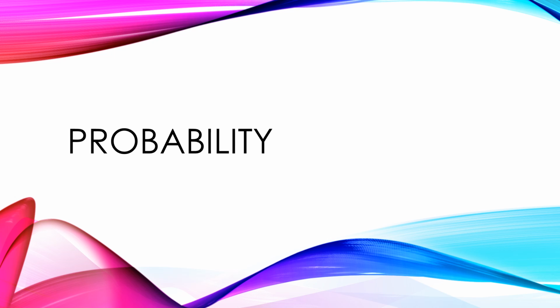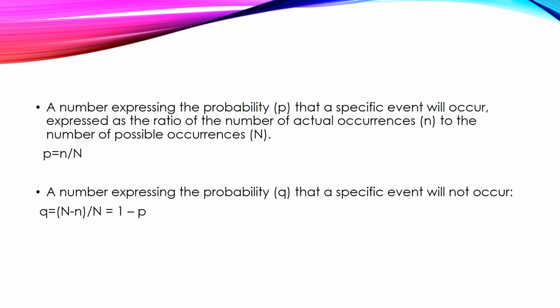Probability. A number expressing the probability P that a specific event will occur, expressed as the ratio of the number of actual occurrences n to the number of possible occurrences N, is P = n/N. A number expressing the probability Q that a specific event will not occur is Q = (N - n)/N = 1 - P.